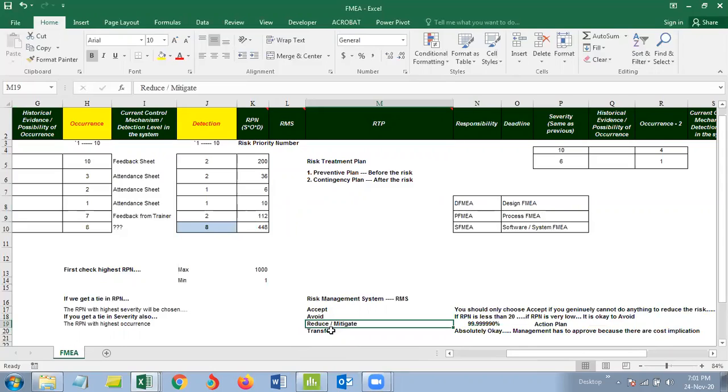But when you talk about reduce, yes, you have an action plan. You have to do something to reduce this risk. What would you do? You have two types of action plan every time. Whenever you have a risk management system with reduce, you should have two plans.